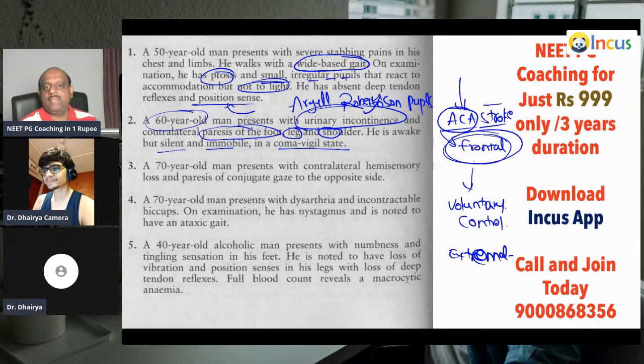And another important thing about the anterior cerebral artery is that it supplies the contralateral lower limb.